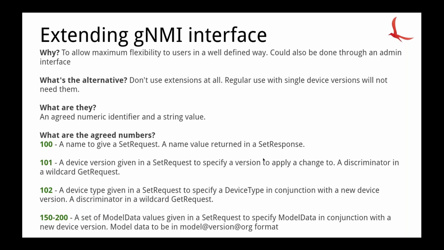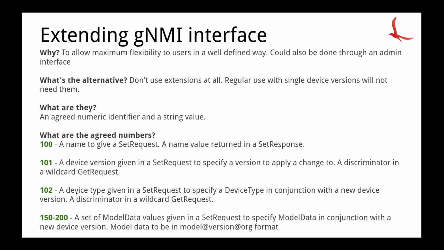Similarly, I might want to do a get, and I want to get maybe all devices of a certain version or something like this, so I can use this extension 101 as a discriminator in a wildcarded get request. So these are the kinds of things I'm talking about.